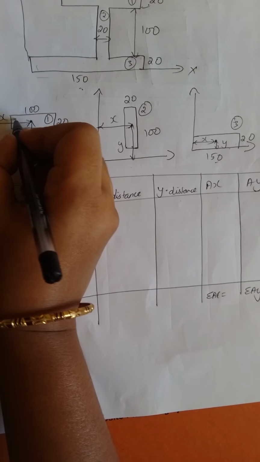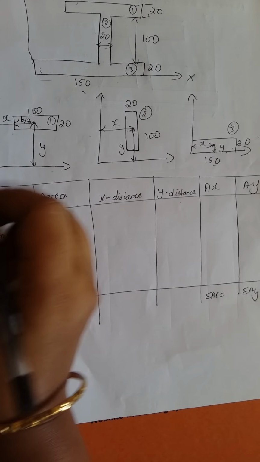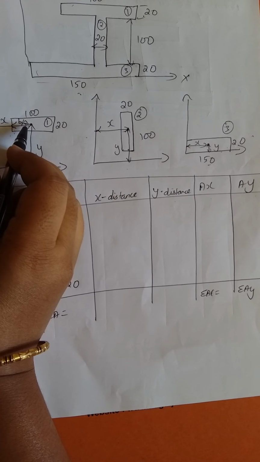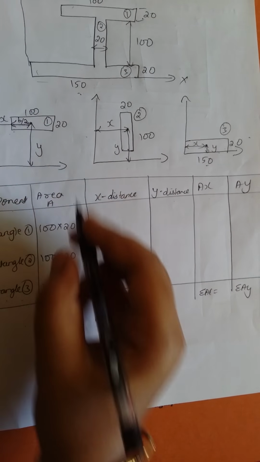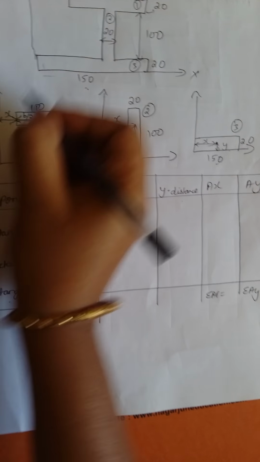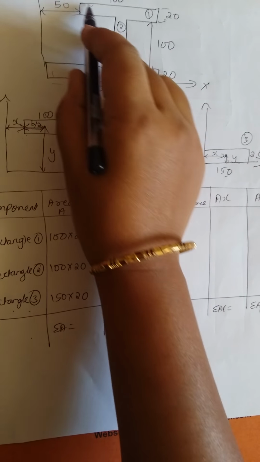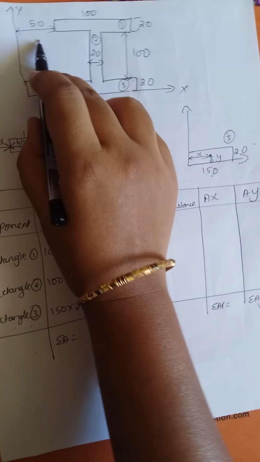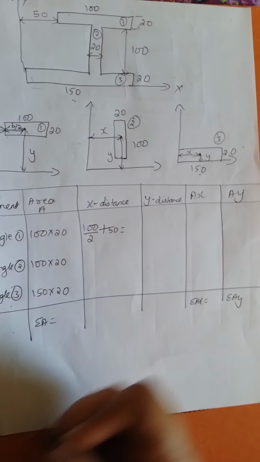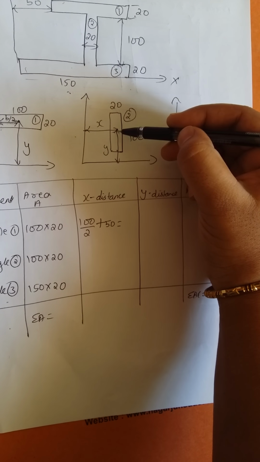For a rectangle, the centroidal distance is b by 2 breadth wise, and depth wise it is d by 2. So for the rectangle, from here to here b by 2 you have to consider, that is 100 by 2 plus the remaining distance. The remaining distance is 50 here. So 150 is here, upward 100 is here, remaining is 50. So 50 I am adding here, plus 50. Calculate this later.